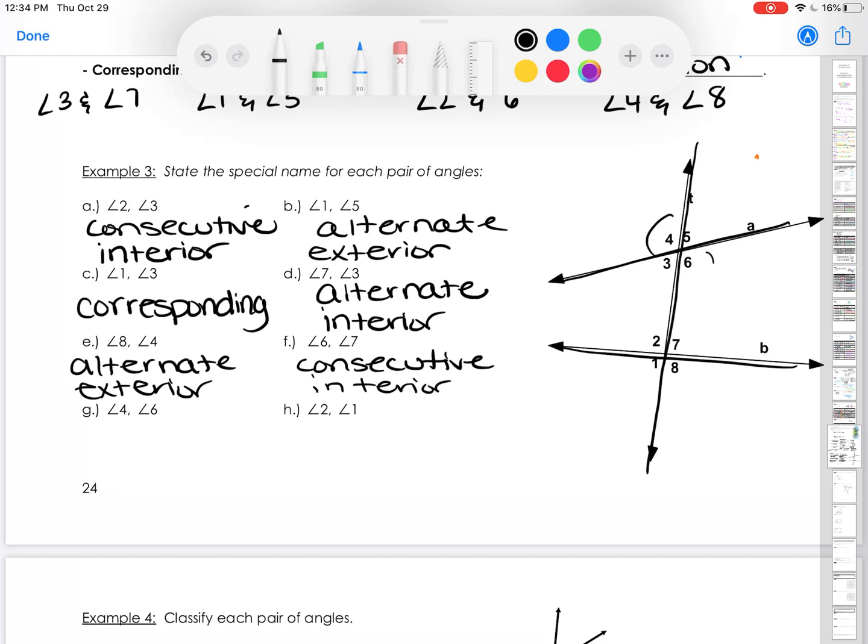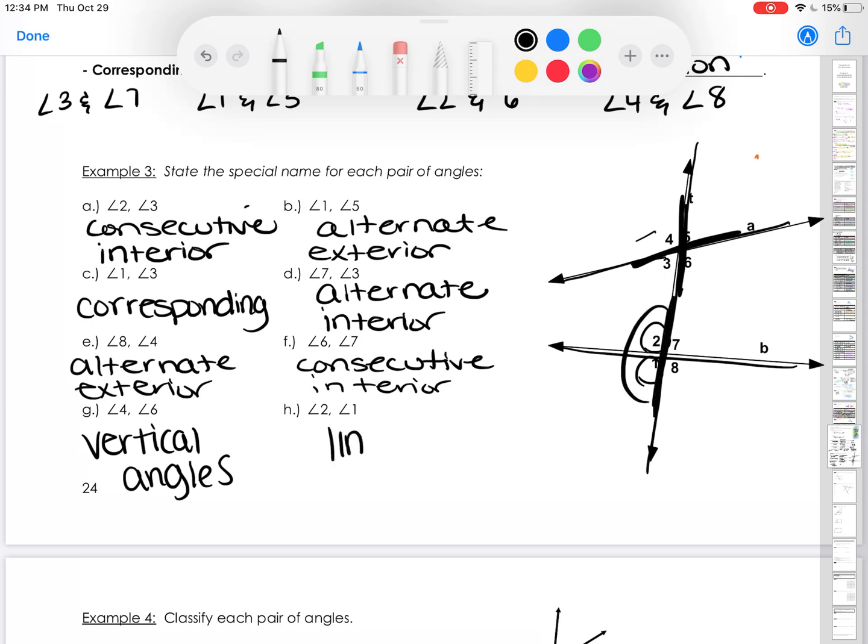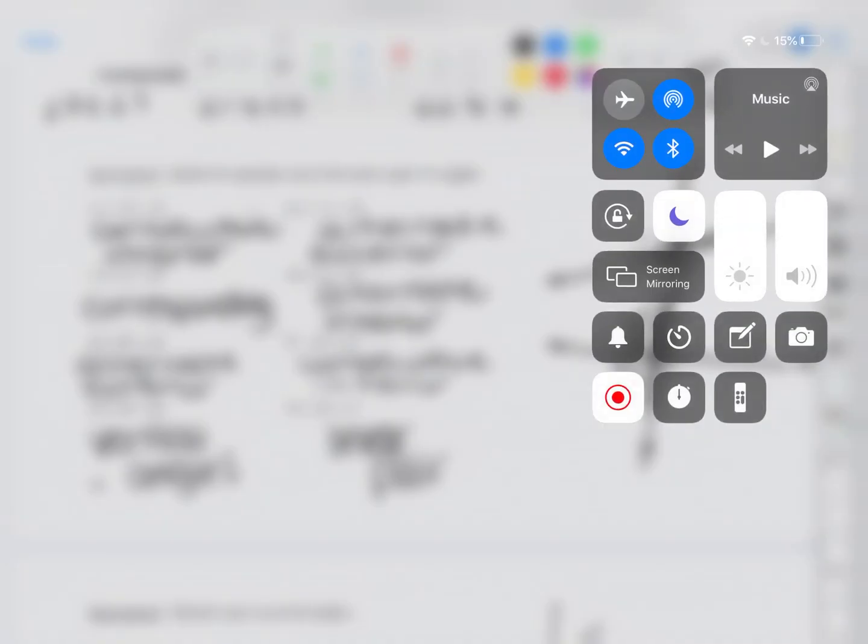Okay. 4 and 6, these are actually not ones we just named, but we do know them. 4 and 6 kind of form that X, so they are vertical angles. And last but not least, we're looking at 2 and 1. Again, they are not any of the ones we just listed, but we do notice that they form a line, so we call them a linear pair. Or you could say that they were supplemental.